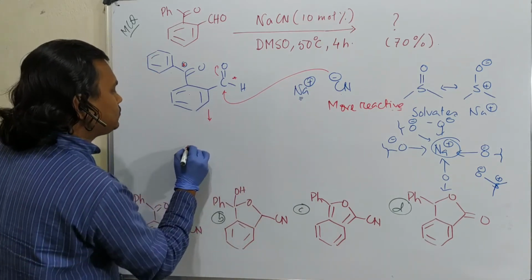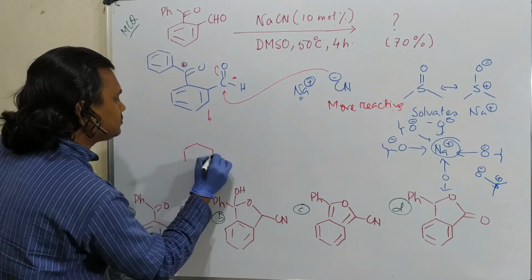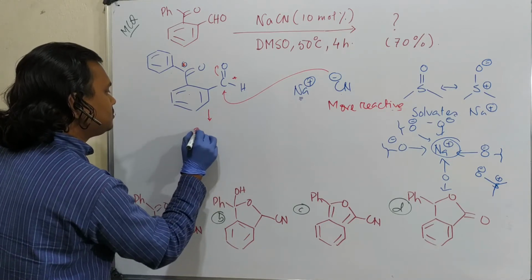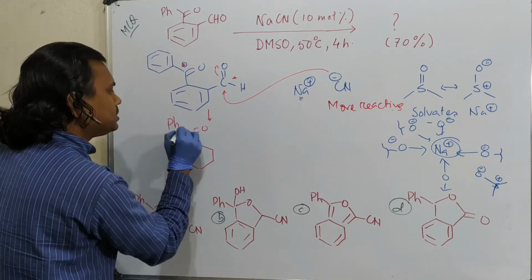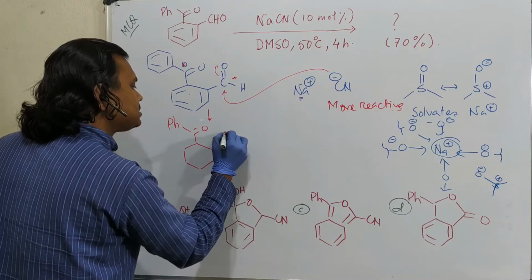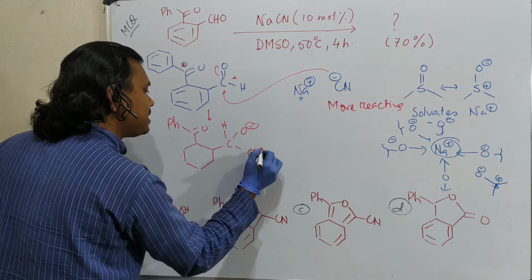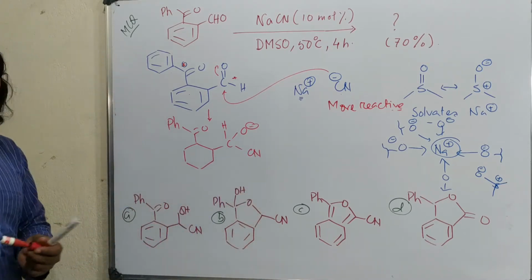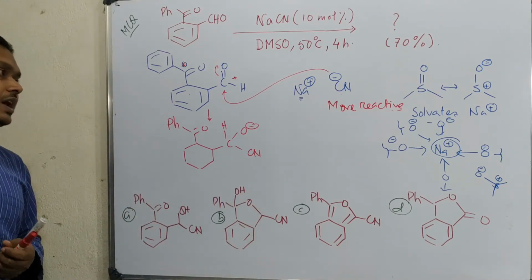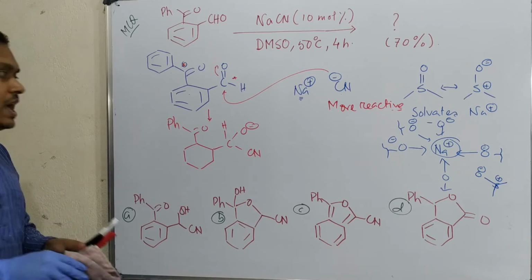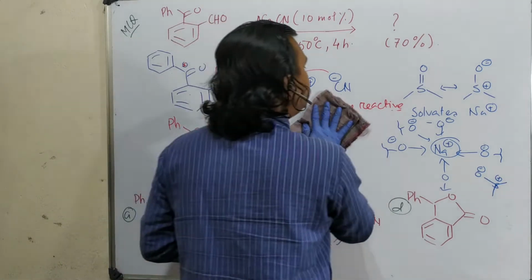And now it will open up. This is H, this is O minus, and this is C. And remember, this is nothing but a cyanohydrin formation, the property of a carbonyl group. So we have understood that this attack will occur.